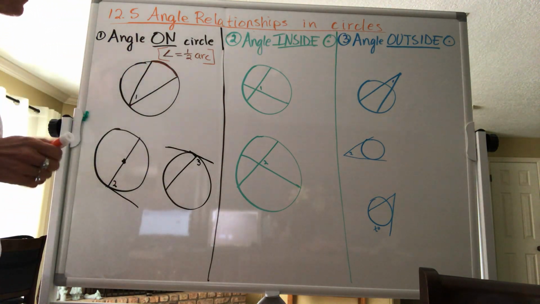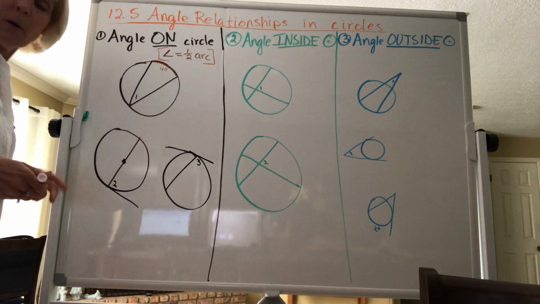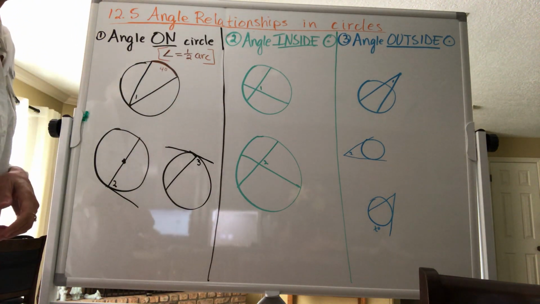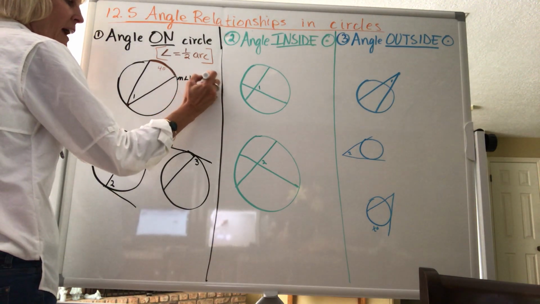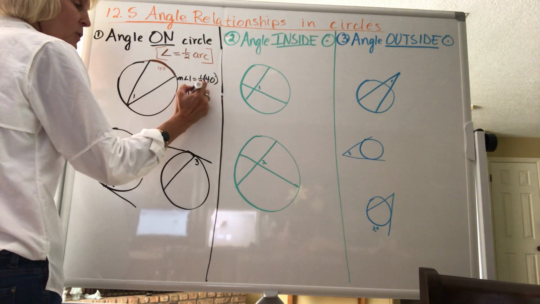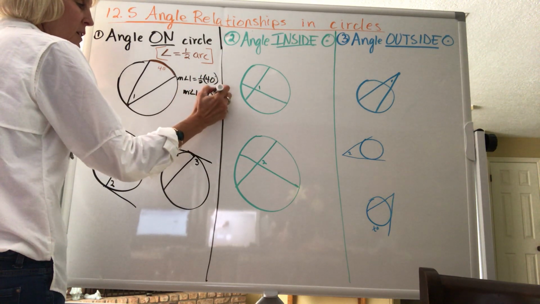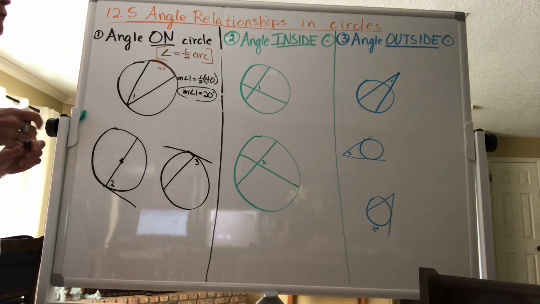So if I wanted to find the measure of angle 1, let's say this is 40 degrees, what would the measure of angle 1 be? You're exactly right. The measure of angle 1 is equal to half of 40 degrees. And of course, half of 40 degrees, 20 degrees, and you'd be done. Now that's exactly like it was in 12.4.